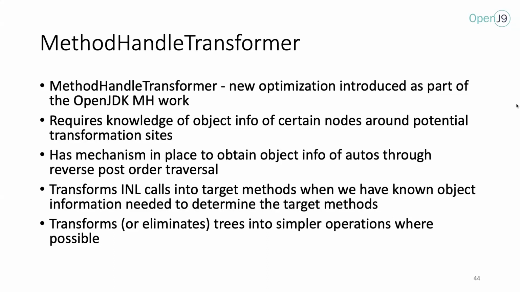One of the main things that MethodHandle Transformer does is to transform INL calls into target methods when we have the known object information needed to determine the target methods. And in many cases, we transform or eliminate trees that can be simplified into better performing operations and squeeze out as much performance as we can.